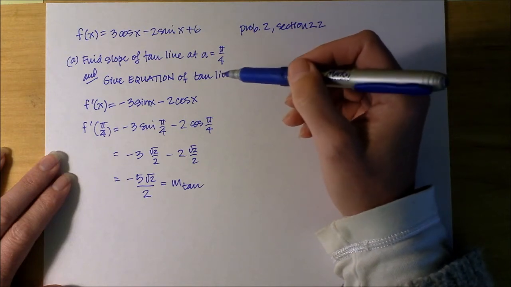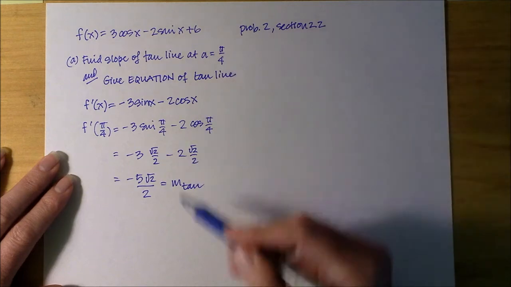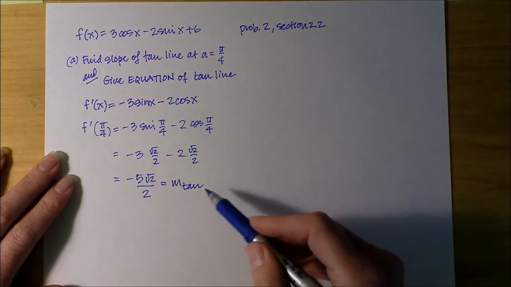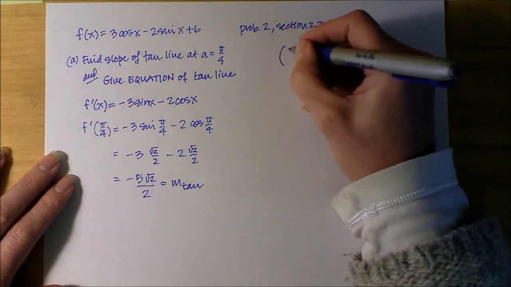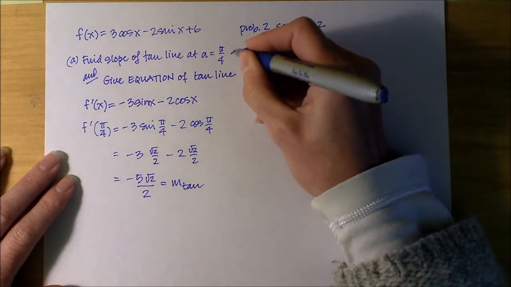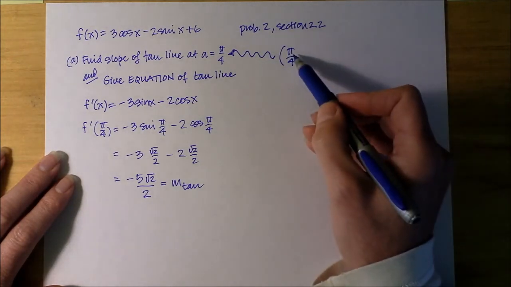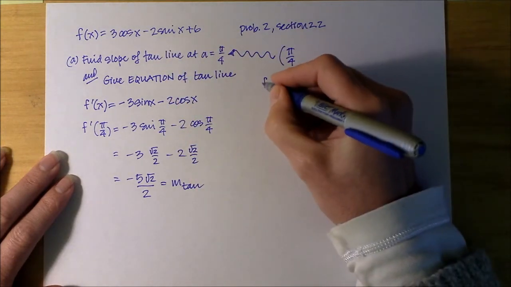The second part of the question that, again, I have added is to give the equation of the tangent line. So we have the slope. We just need a point. We know that the x part of the point is pi over 4 because it was given to us right there. We just need to find the y part of the point. So how do we do that? We take the x part of the point and plug it into the function.